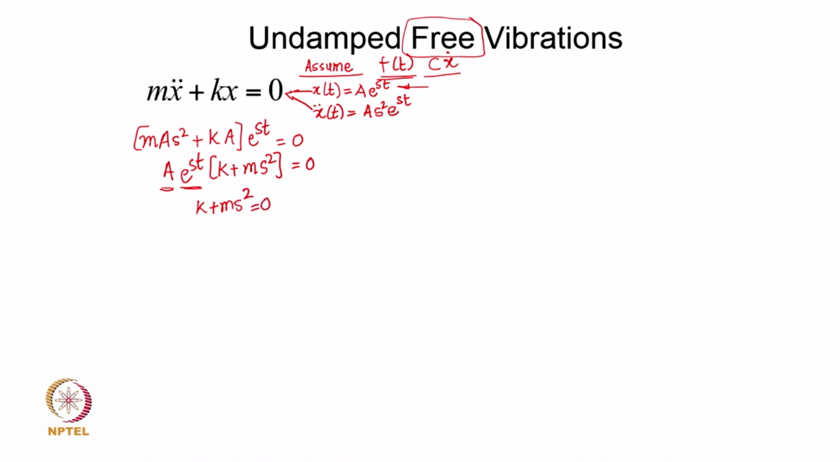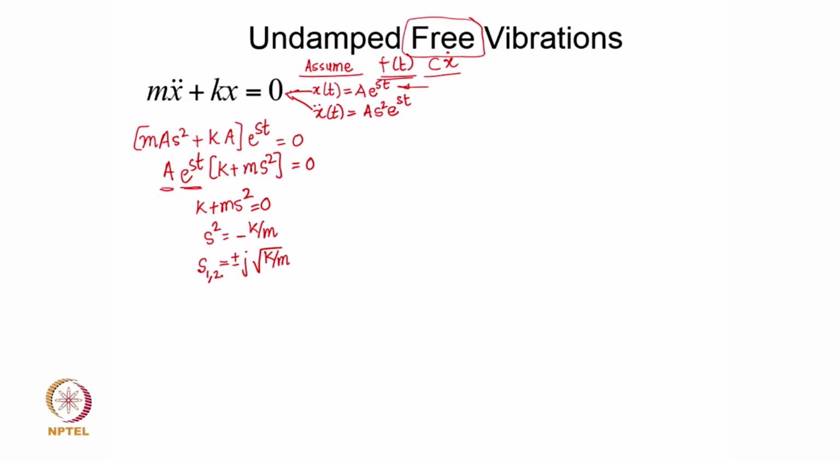So, for a non-trivial solution, the only way that this equation gets satisfied for all times is k plus m s square equals 0. Now, if that is the case, then s square I can write as minus k over m, and therefore s is going to take, because this is a negative quantity, plus or minus j square root of k over m. I will have two possible signs here, because if I square it, I will get this equation. Because there are two possible values, there are two possible roots of this equation, and S1 and S2 correspond to either of the two signs. So, S1 is minus j square root of k over m, and S2 is plus j square root of k over m.